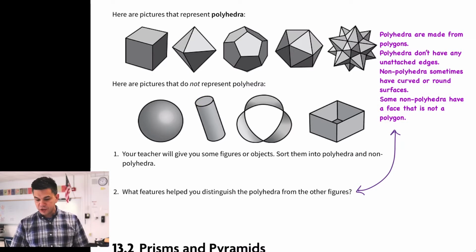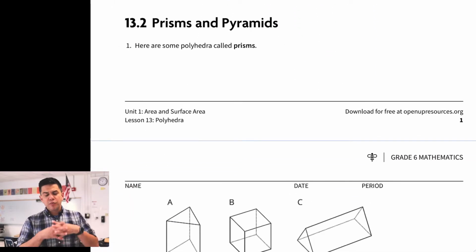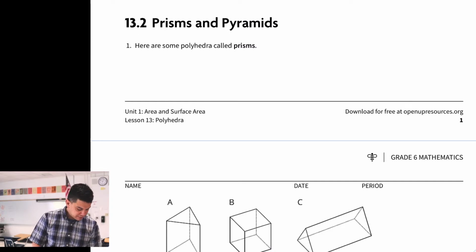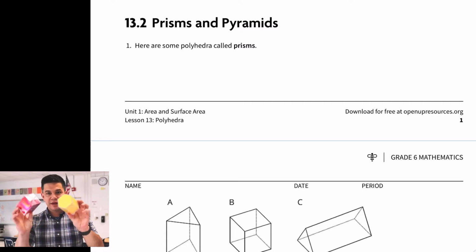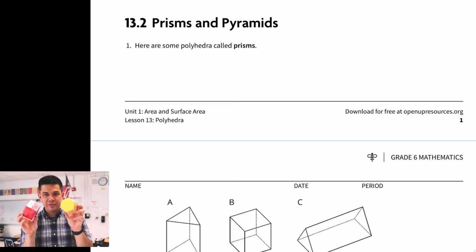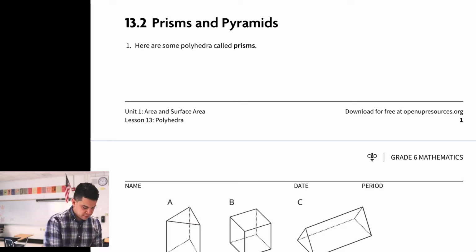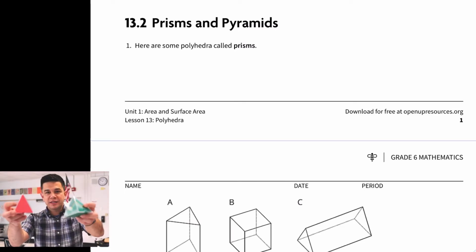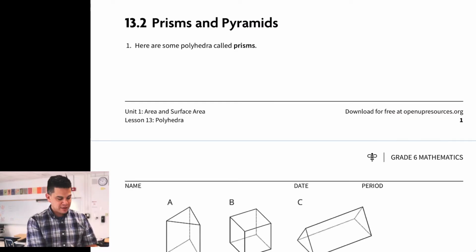Now I really want us to investigate prisms and pyramids. Just to give you some examples, these are both prisms. They're considered prisms. And these are pyramids. These are types of polyhedra. You notice that these are composed of triangular sides. This one has a triangular base. This one has a square base.